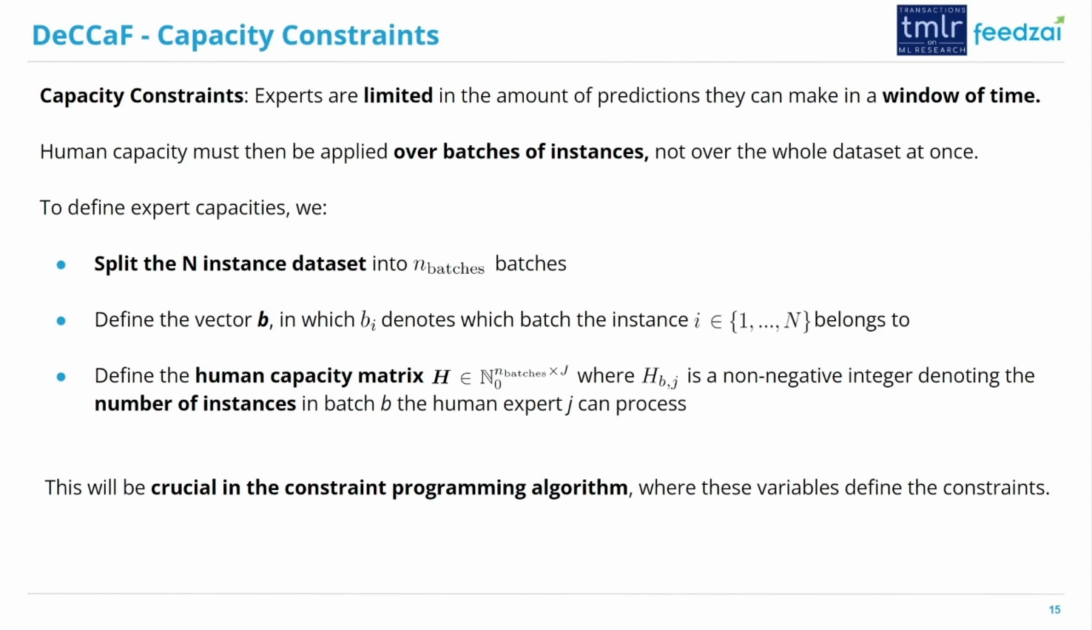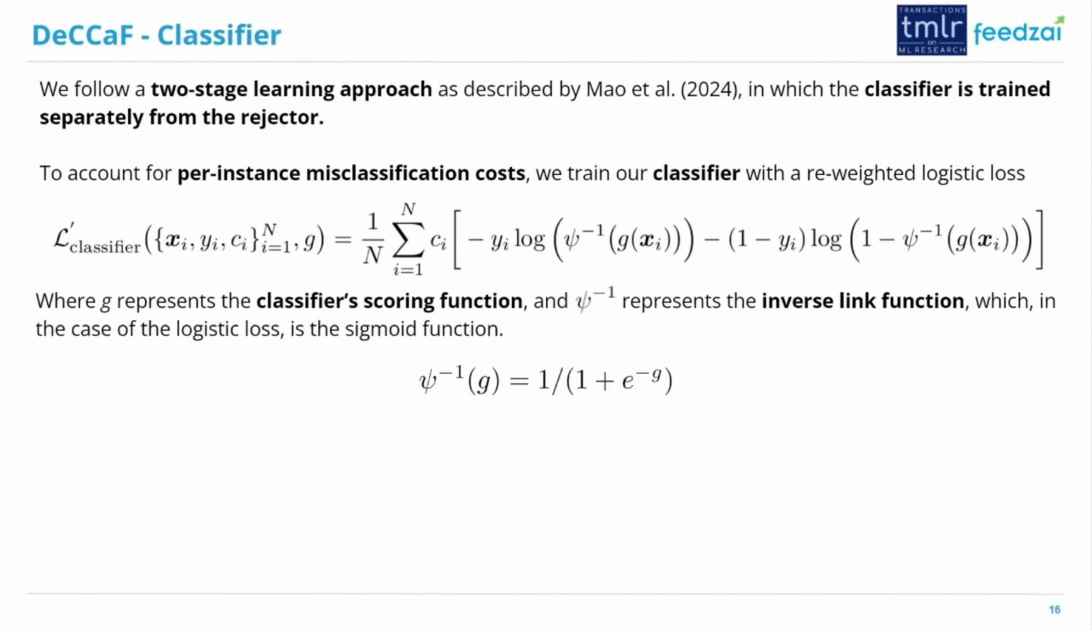We also have to define a human capacity matrix, where each element is a non-negative integer denoting the number of instances in batch B the human expert J can process. This will be crucial in the constraint programming algorithm, where these variables define the constraints. To learn the classifier and rejector, we follow a 2-stage learning approach as described by Ma et al., in which the classifier is trained separately from the rejector.